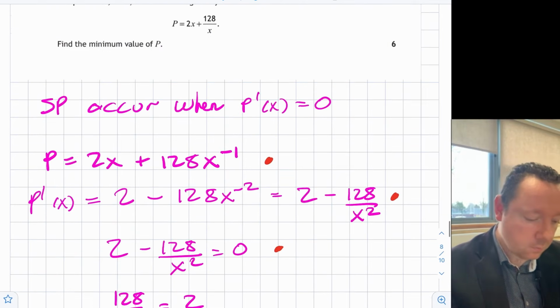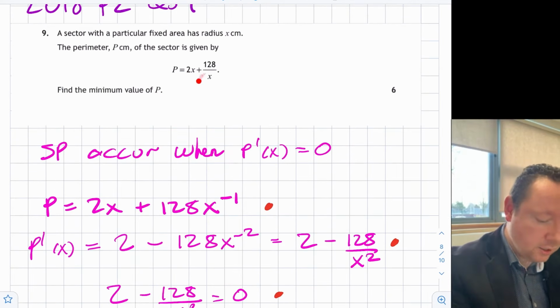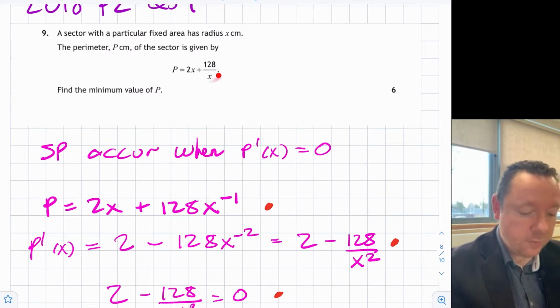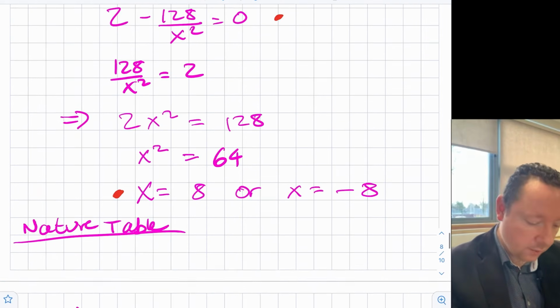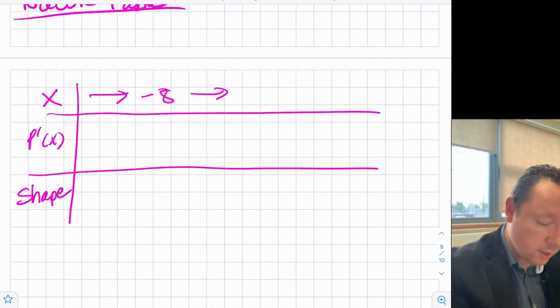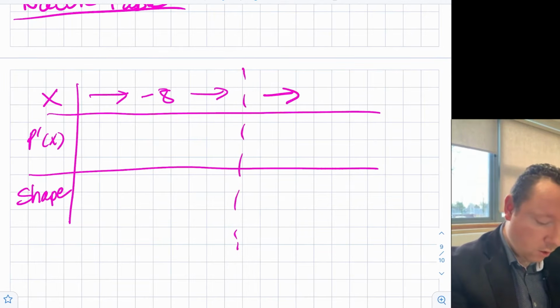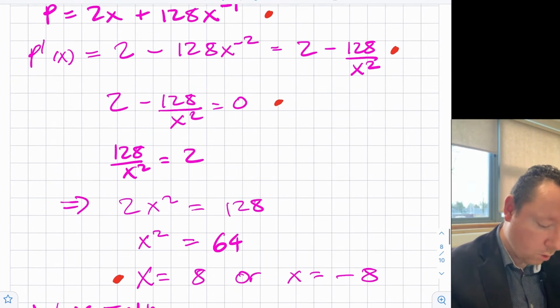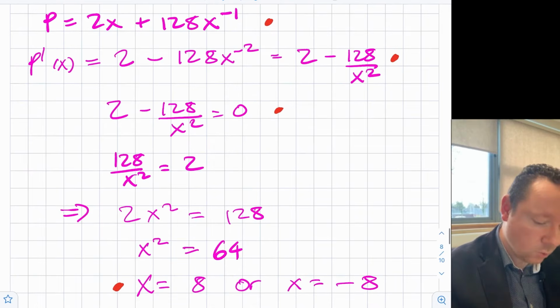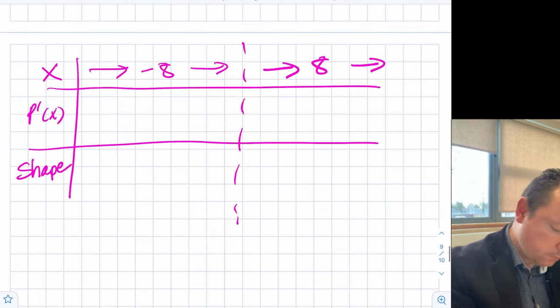What does that mean? It means at x equal to 0, we don't know what happens because you can't divide by 0. So we need to show that by doing it as either two separate nature tables or just draw a line and then go along, and that's you covered. Okay? So p dash x, remember, was 2 minus 128 over x squared.